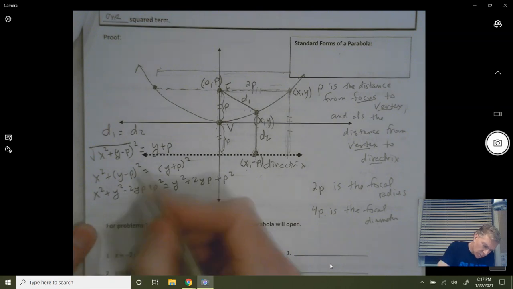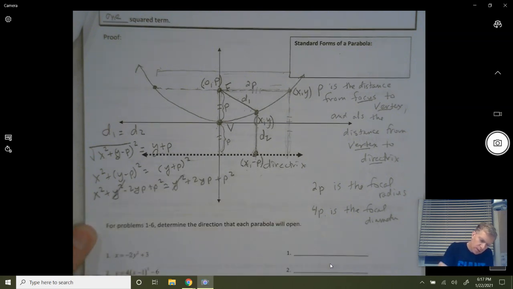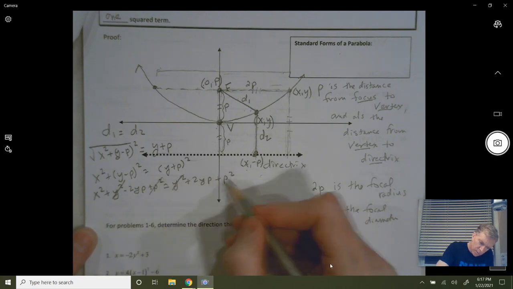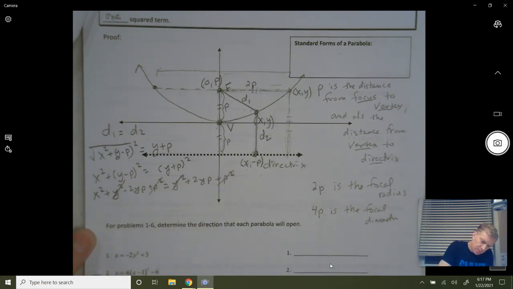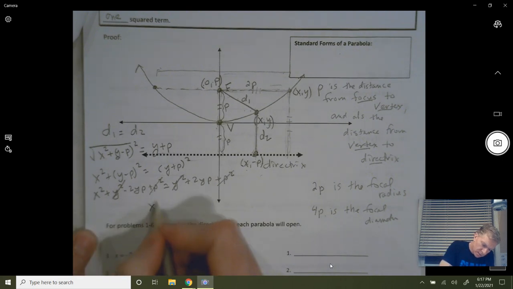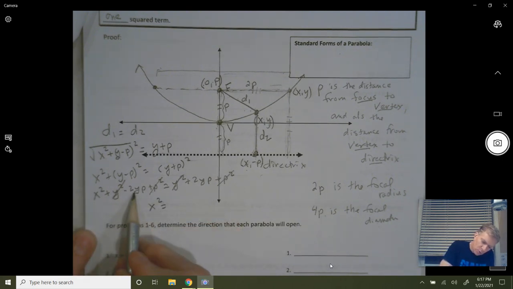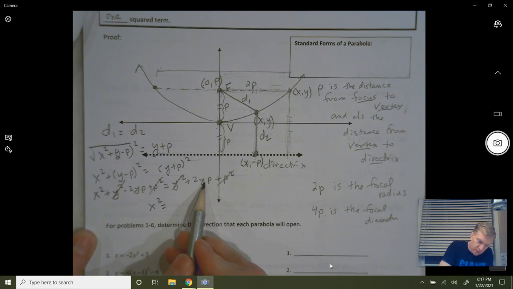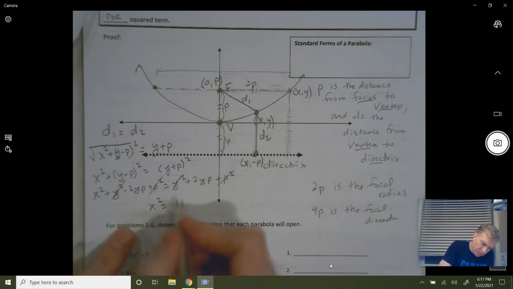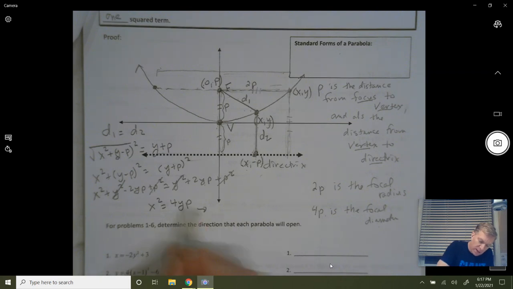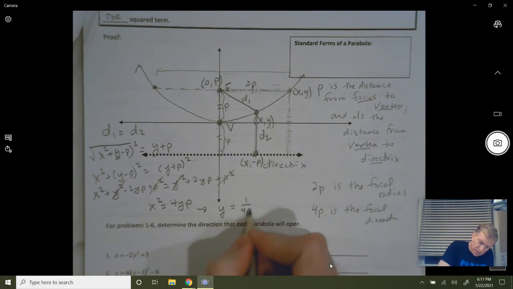We can now subtract y squared from both sides. Those go away. We can subtract p squared from both sides. Those go away. Okay. So we're going to get x squared on this side equal to, I'm going to add 2yp to the other side. So add 2yp to both sides, and I'm going to get 4yp. Solving this to get the y by itself, we get y equals, 4p goes on the bottom over here, 1 over 4p times x squared.